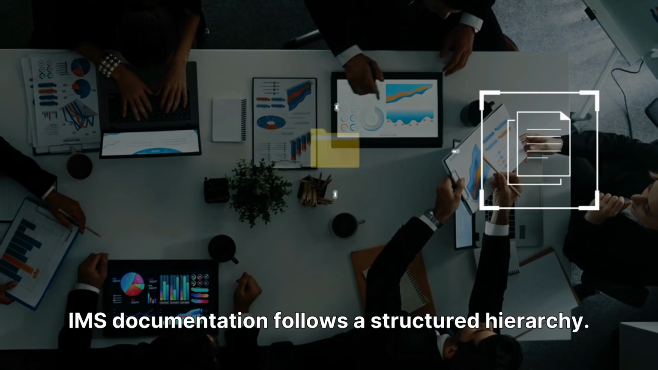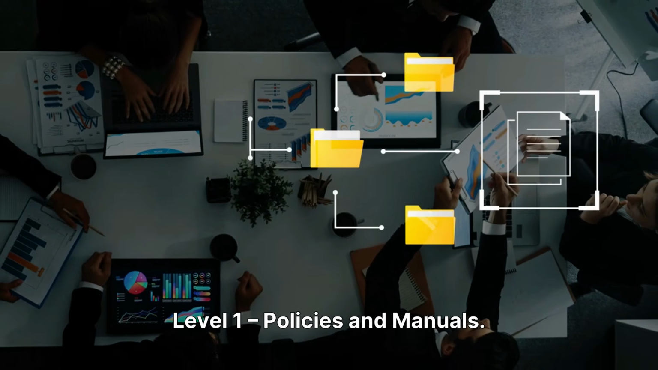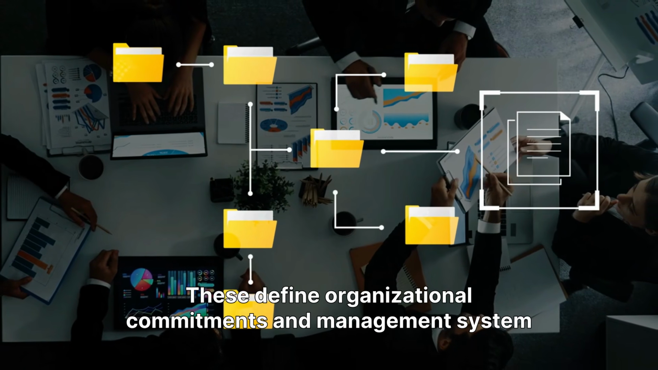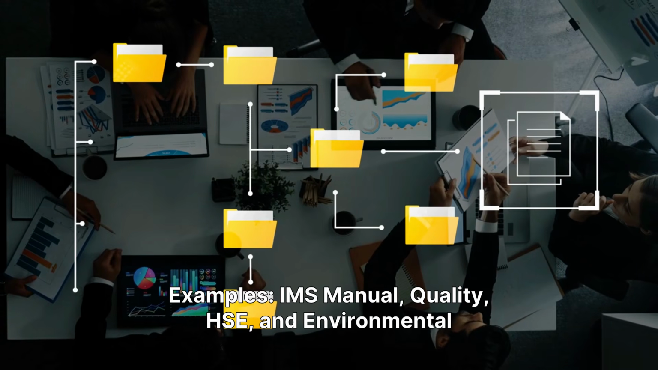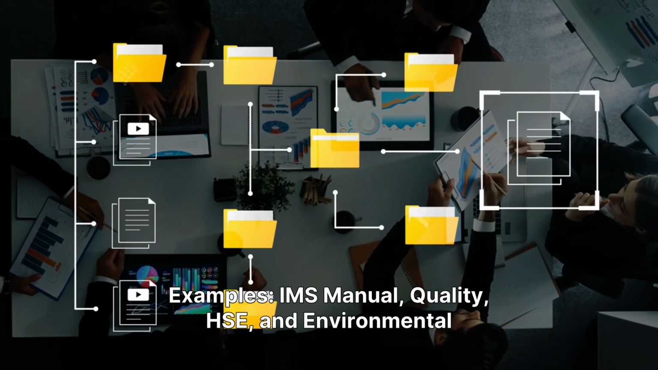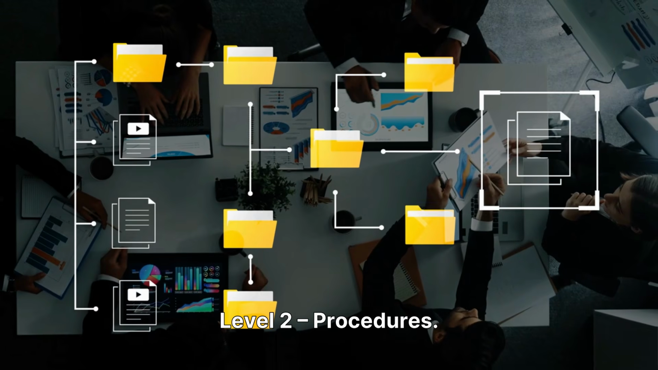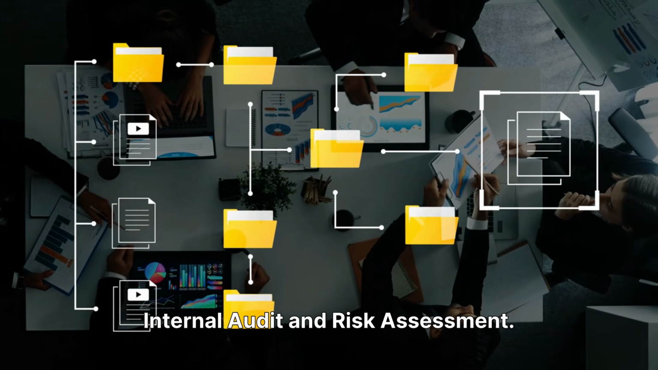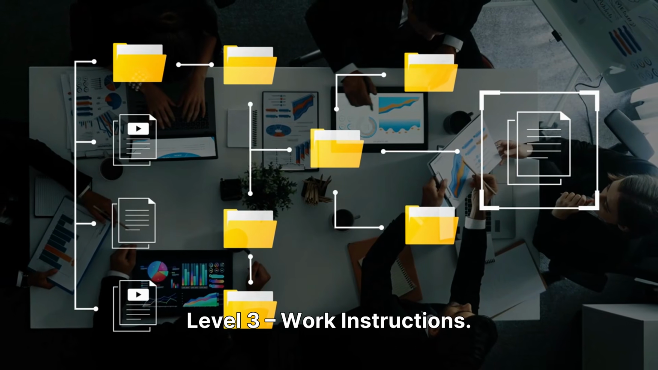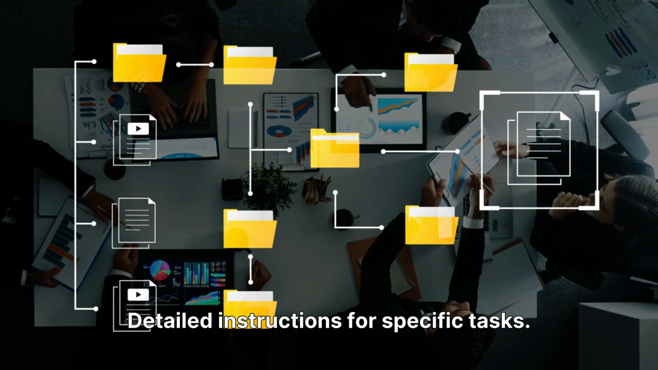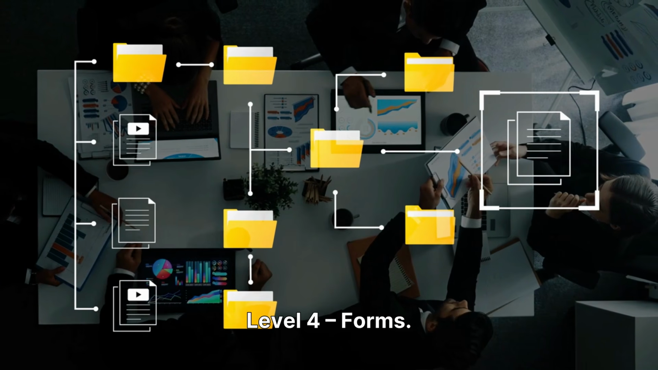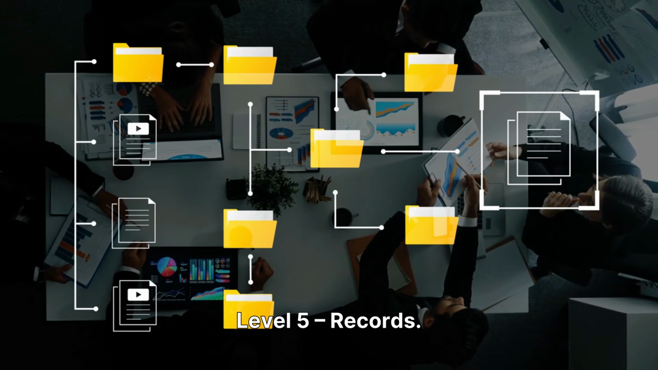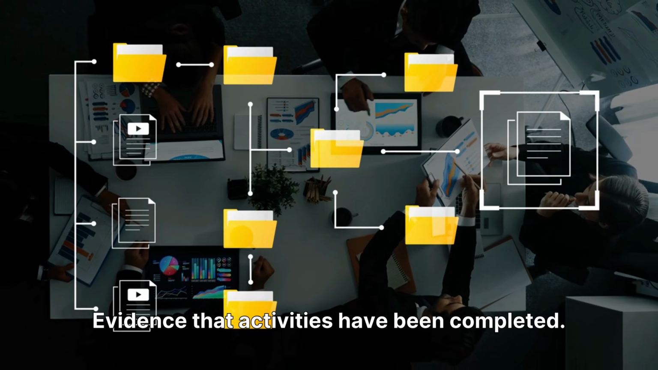IMS documentation follows a structured hierarchy. Level 1, policies and manuals. These define organizational commitments and management system direction. Examples: IMS manual, quality, HSE, and environmental policies. Level 2, procedures. Procedures define how activities are controlled, like internal audit and risk assessment. Level 3, work instructions. Detailed instructions for specific tasks. Level 4, forms. Documents used to collect information. Level 5, records. Evidence that activities have been completed.